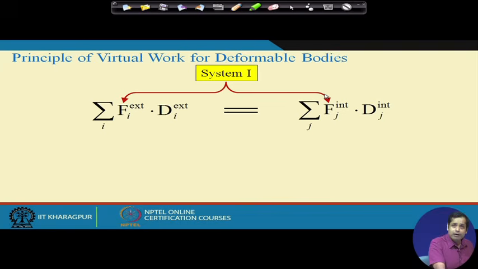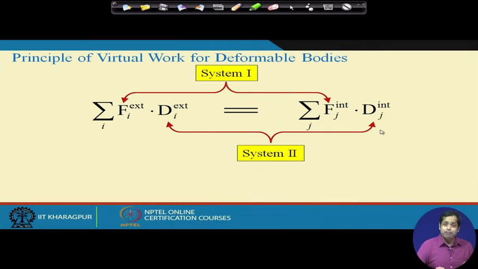Now, as I said, this is system 1 and this is system 2, but please note, system 1 and system 2 are not related to each other. They do not have any cause-effect relationship. It is not that because of system 1 we have system 2, or because of system 2 we have system 1. System 1 is independent of system 2. The only thing is, system 1 gives you the force field, which is the external force and the corresponding internal forces, and system 2 gives you the displacement at the joints and the corresponding internal displacement in different members.